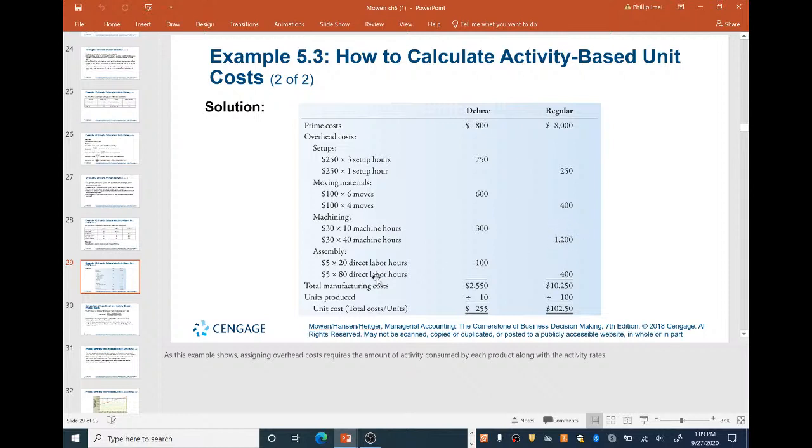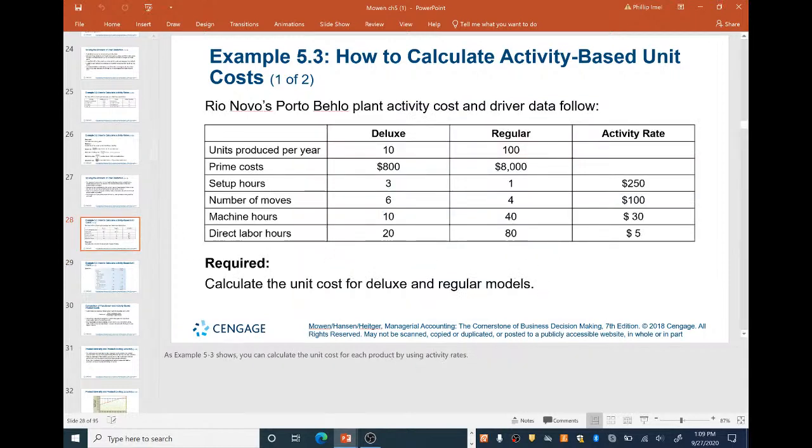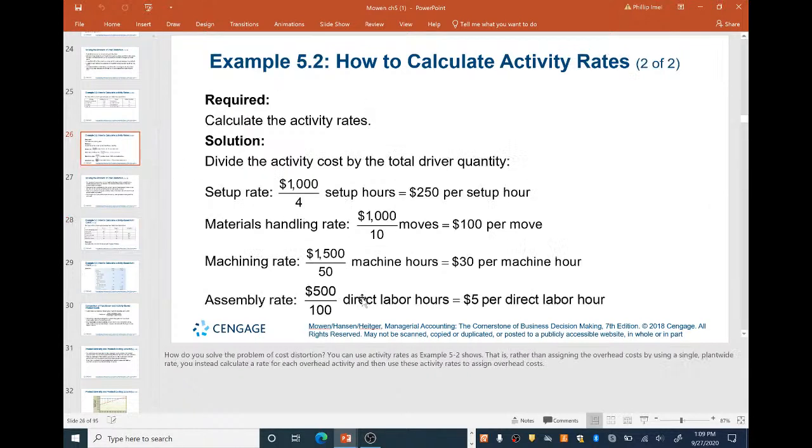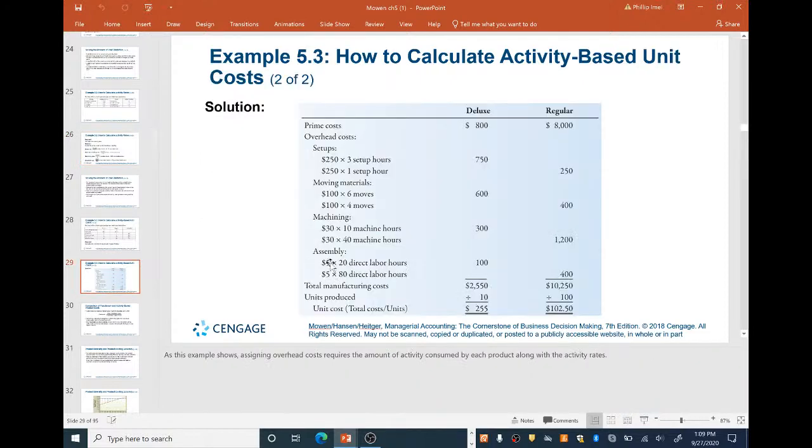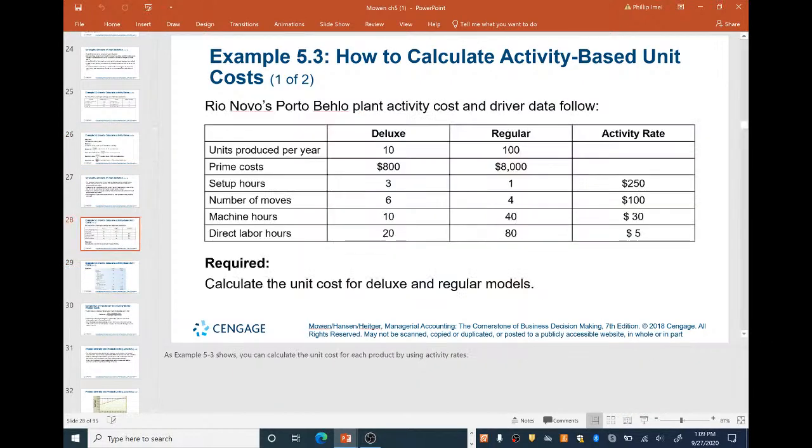Apply them to each one. And then same thing for assembly. We can see here, direct labor hours. Go through there, 5, which we found here. There's your driver. And then just go about getting your amounts, 20 and 80, once again right there.